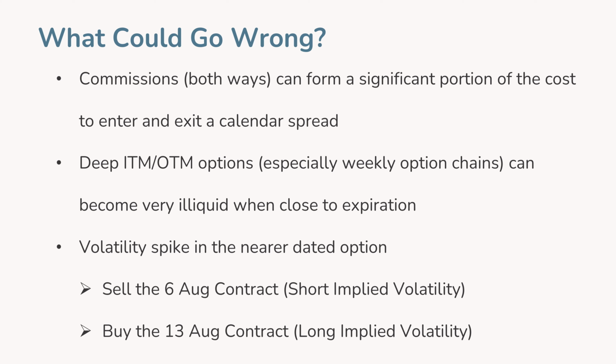There are occasions where the price of the underlying stock is very volatile, especially 1 to 2 weeks before earnings, and that might cause the implied volatility of the nearer dated 6 August contract to spike up more than the 13 August contract. So remember, for calendar spreads, I'm selling the nearer dated option, which is the 6 August contract, and buying the further dated, which is the 13 August contract. So I'm actually short the volatility of the 6 August contract and long the volatility of the 13 August contract.